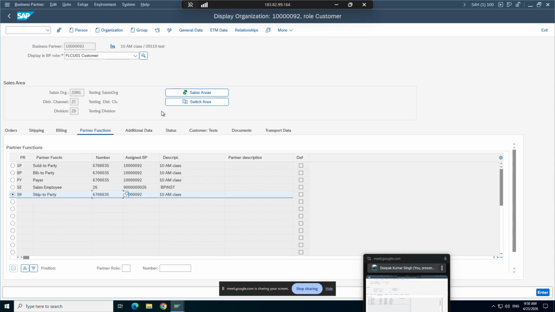So remember this thing. Every data will not reflect to the sales order. There is only one piece of data that will automatically reflect in the existing sales order.